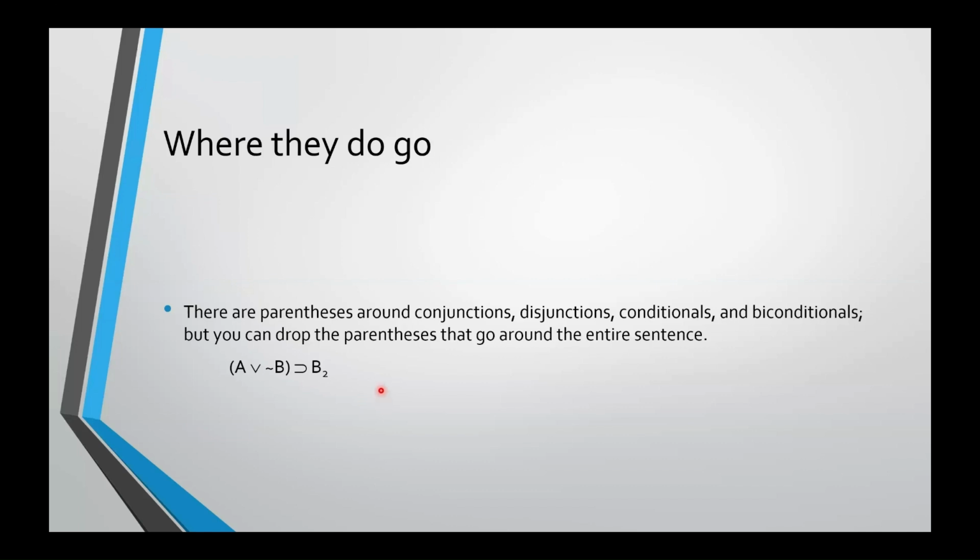Now, where they do go is around conjunctions, disjunctions, conditionals, and biconditionals. But officially there would be parentheses around the entire sentence if it's one of those types, and you can drop those outermost parentheses. And you should, because again, it's the same reason. If you've got a complicated sentence, you're going to have a hard enough time keeping track of which parentheses go with which. If you have an extra set around the entire sentence, you're just making life harder for yourself, and there's just no reason to do that.